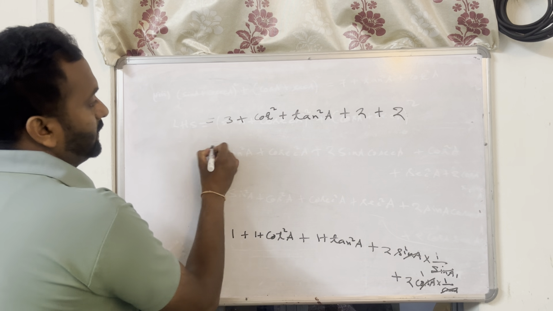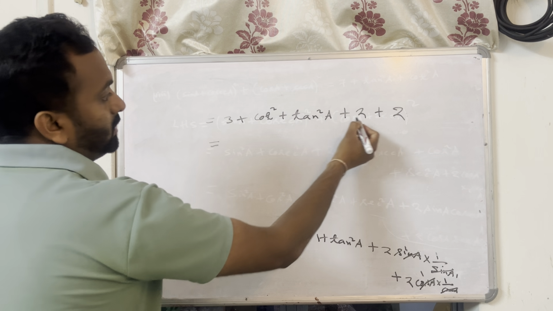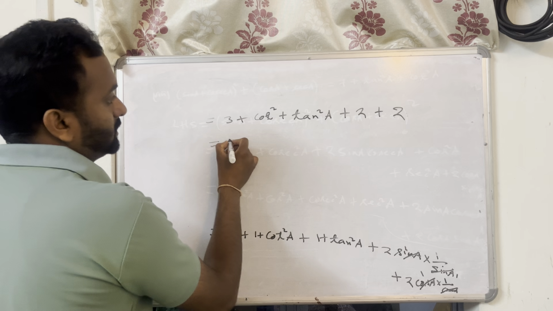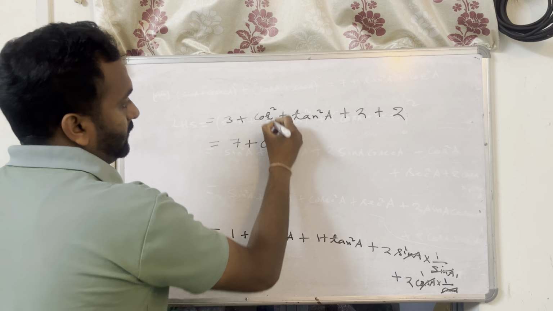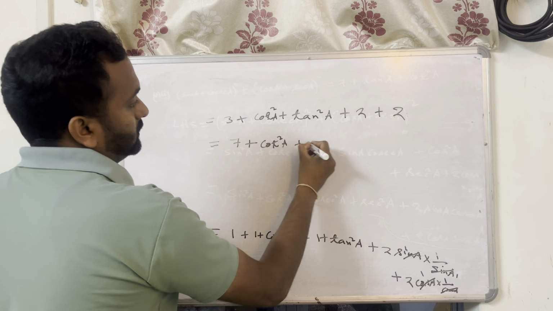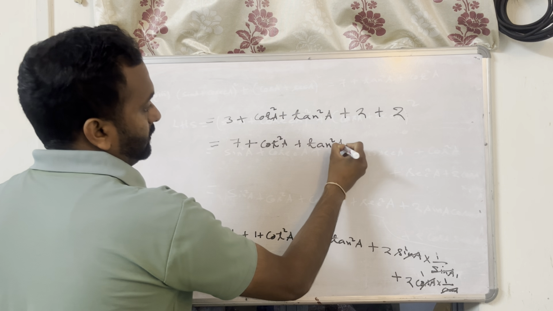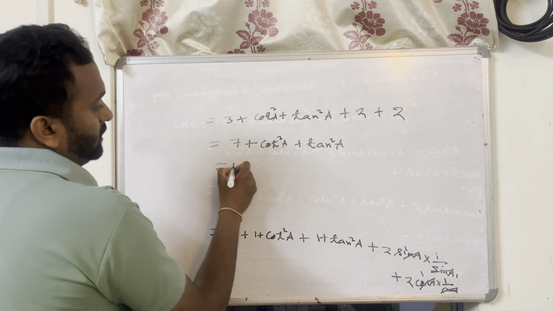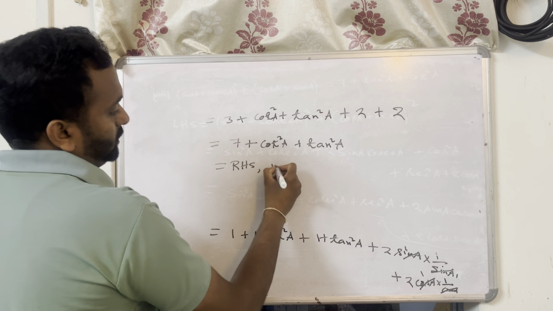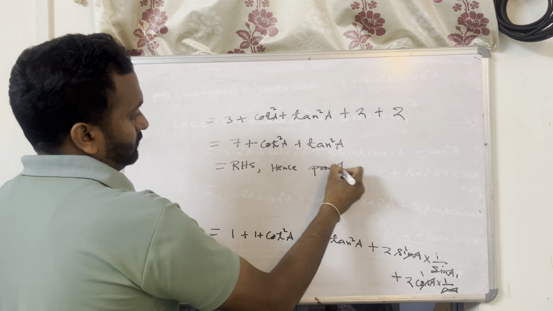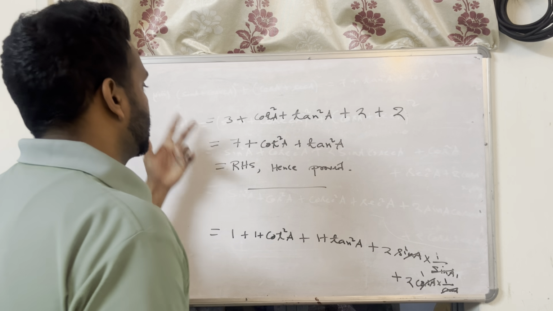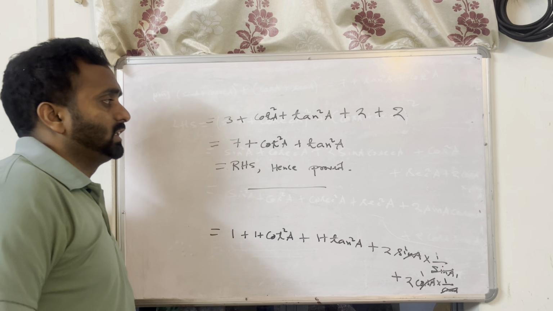So look carefully again, so it will be how much? 3 plus 2 is how much? 7, yes or no? 7 plus cot square A plus tan square A, which is our RHS. So hence proved. Okay, so this was our RHS. You can clearly see this.